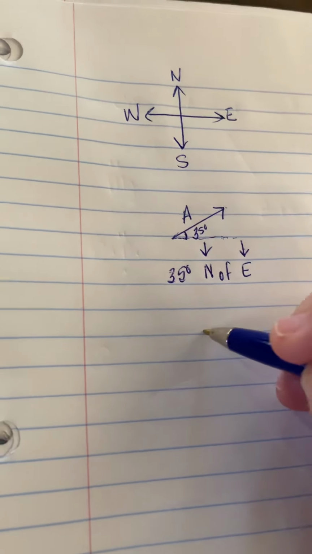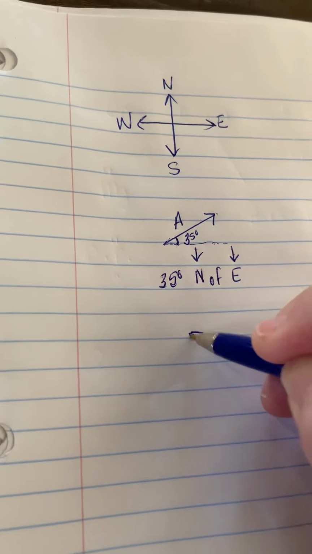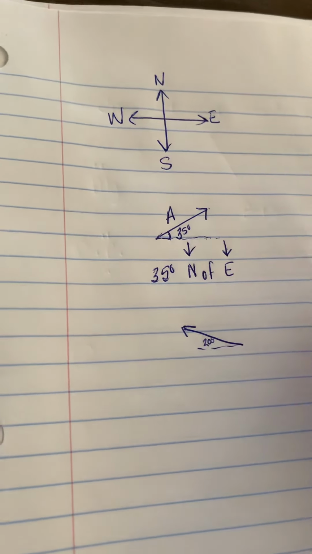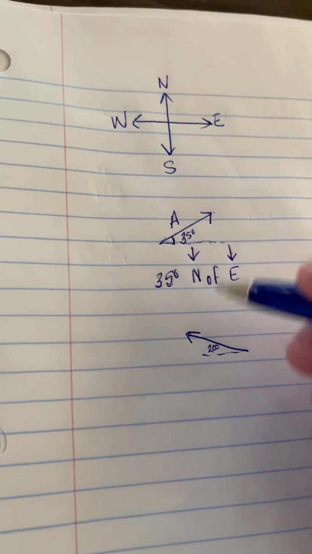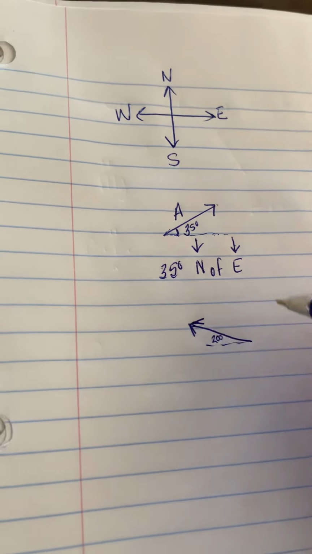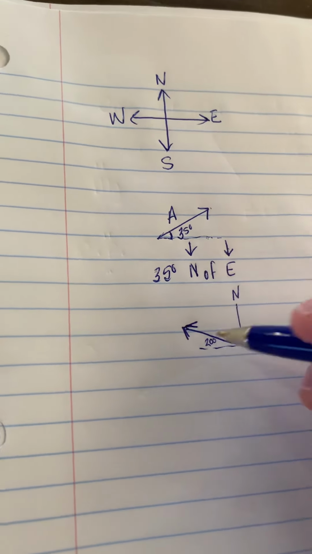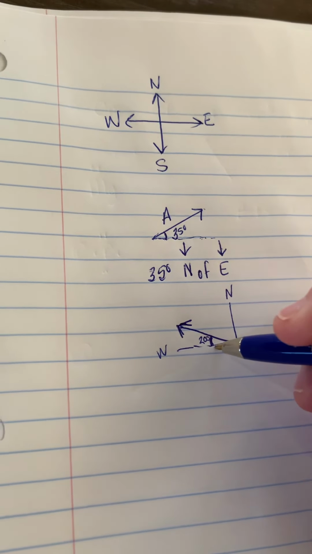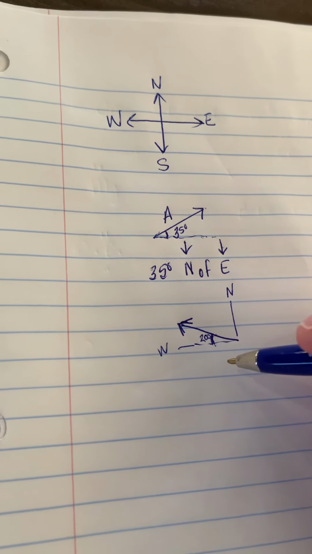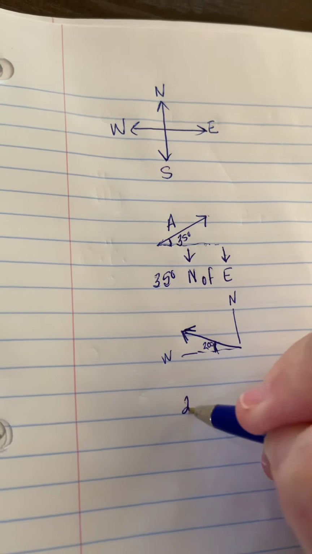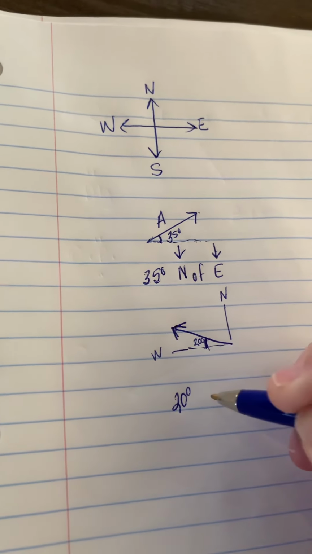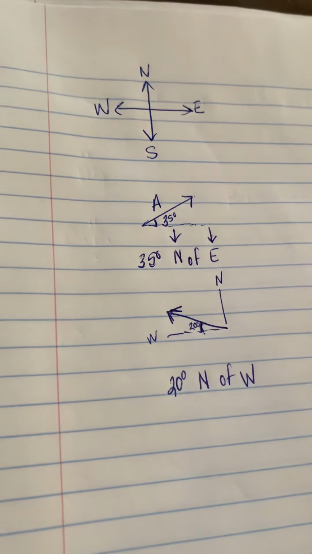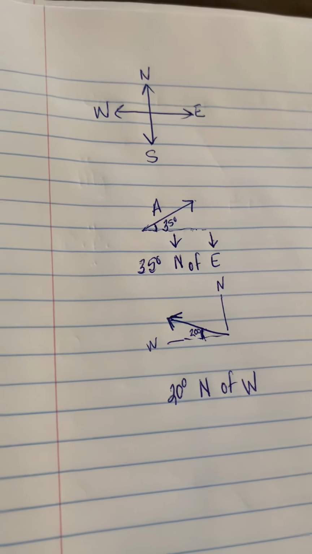Let's try another one. Okay. Let's say that that's 20 degrees. Okay, well, this is in the second quadrant. This is between north and west. This is the angle measurement. It's opening up from the west, so that's going to be the second direction. It's opening up 20 degrees, and it's opening up north of west. That's how these are done.